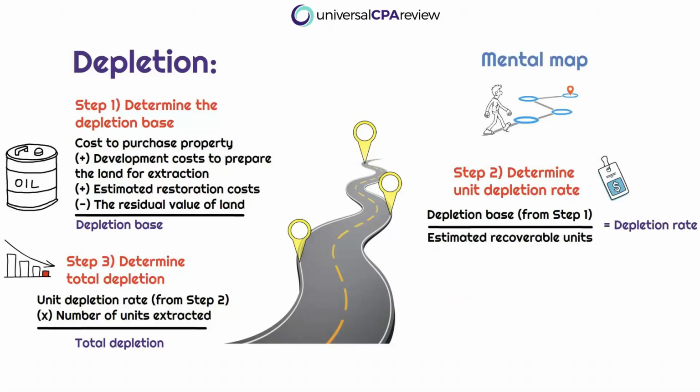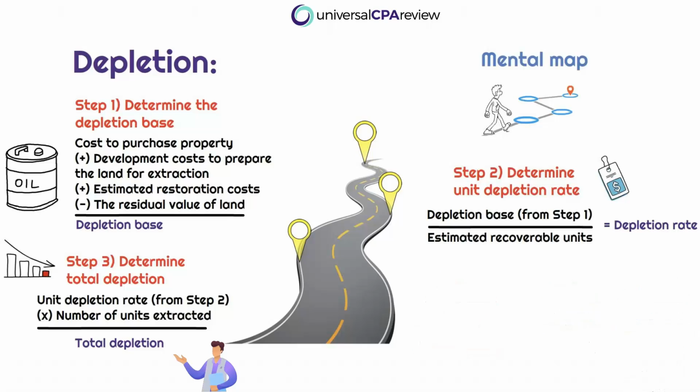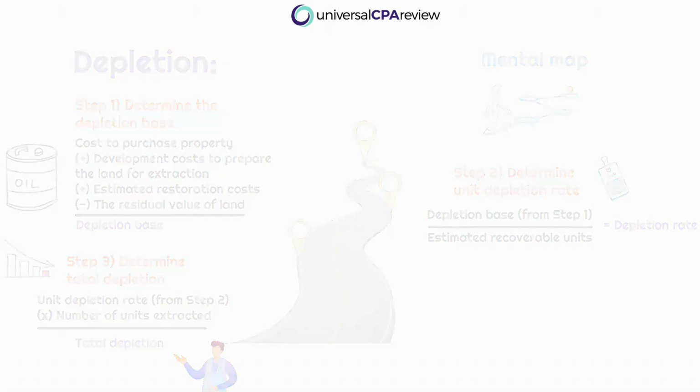Now we can determine our total depletion cost for a given year. And this is not going to be based on the estimated useful life. It's not going to be based on units of production. It is based on the number of units that have been extracted. We're extracting natural resources. So we're going to take that depletion rate that we determined in step 2, and we're going to multiply it by the total number of units that have been extracted. And that gives us our total depletion.